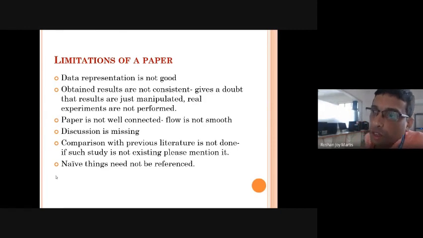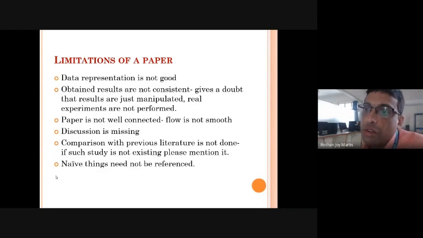If in any field a study itself is lacking, there are no research works in that field, you can mention it. It is the first of its kind and such works are not there in that area, you can just mention. And very common and publicly known or basic or named things, you need not give a reference. These are some of the limitations.